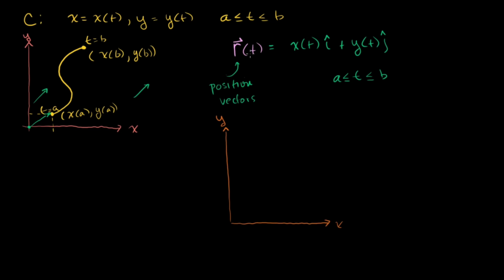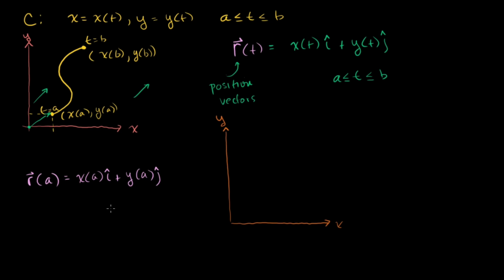So when you evaluate r of a, that's our starting point. Let me do that. So r of a, maybe I'll do it right over here. Our position vector valued function evaluated at t equal to a is going to be equal to x of a times our unit vector in the x direction plus y of a times our unit vector in the y direction.